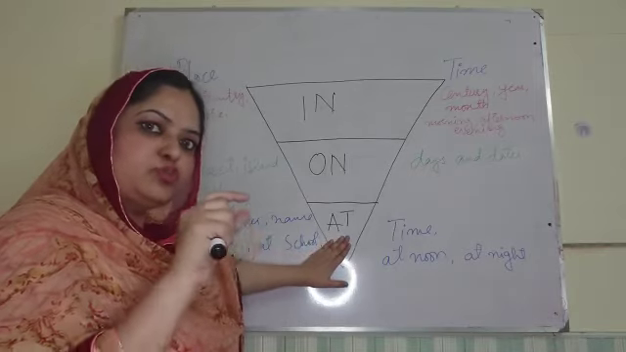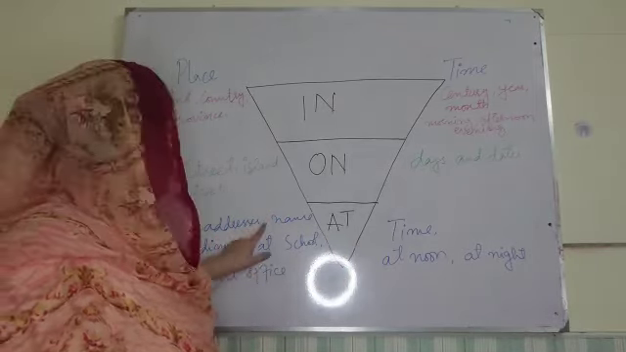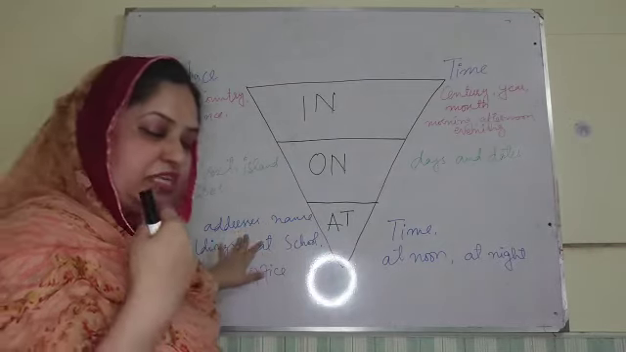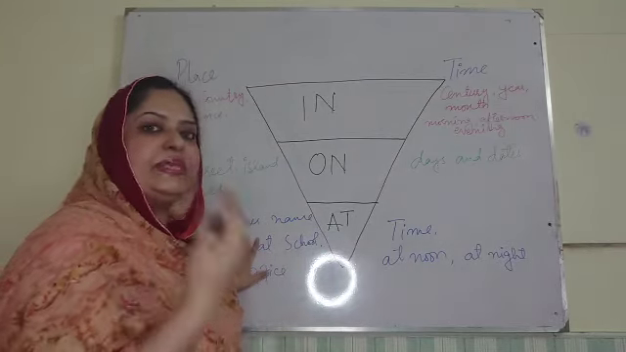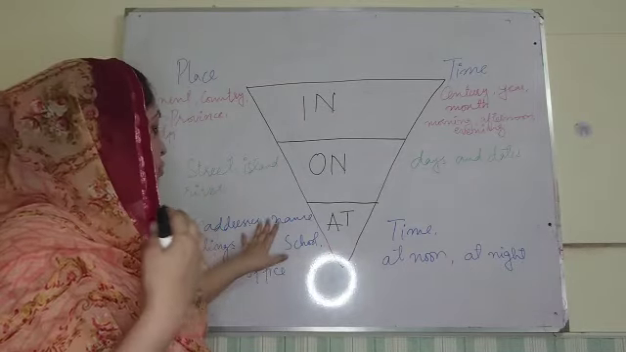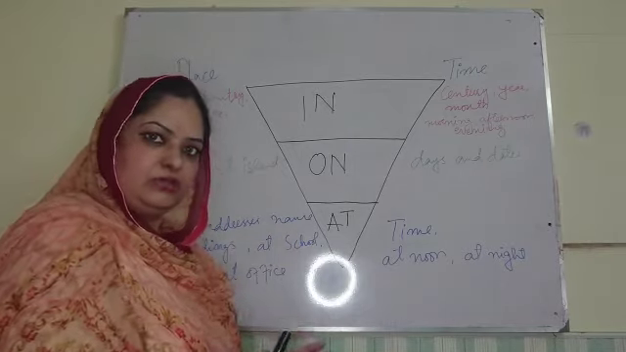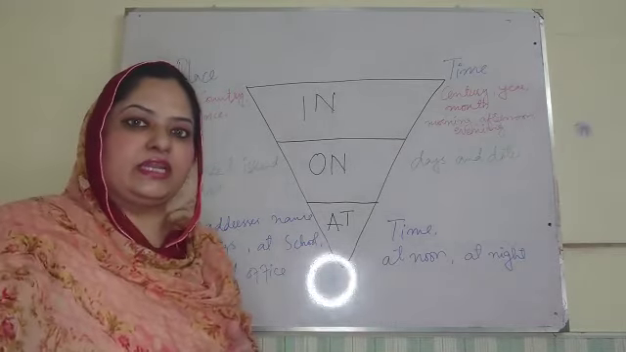And at is for the smallest, the pivotal point of something, where you can say the name of the address. For example, Beacon House is the name of the building. You can use at with Beacon House, on Sesame Street, in London.